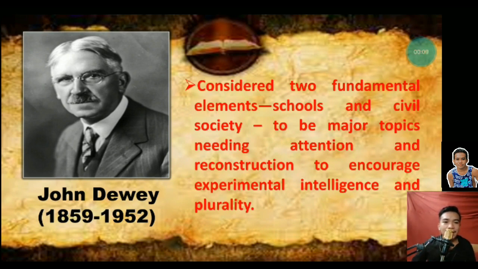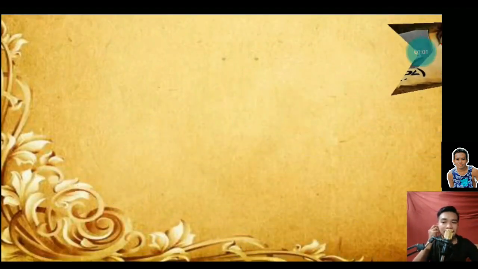He considered two fundamental elements, schools and civil society, to be major topics needing attention and reconstruction to encourage experimental intelligence and plurality. So, as I have learned, schools and civil society are the major topics that need attention. We should use intelligence to decide what to do to make these two elements meet their purposes, and what would be the major plan that is good for everyone, then apply it for the learners. So that is what I understood about this contribution of John Dewey. Okay, let's proceed to the next person.